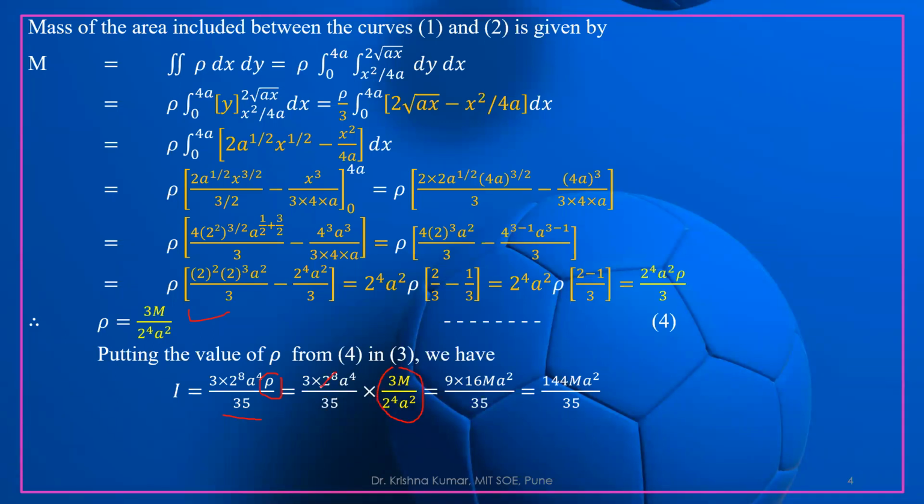So this 2 to the power 8 should become 2 to the power 4. This will be cancelled, and this 3 is a 9, and 2 to the power 4 is 16. M a to the power 4, and this a square will cancel, so a to the power 2 upon 35. So now what we are getting is 144 m a square upon 35.